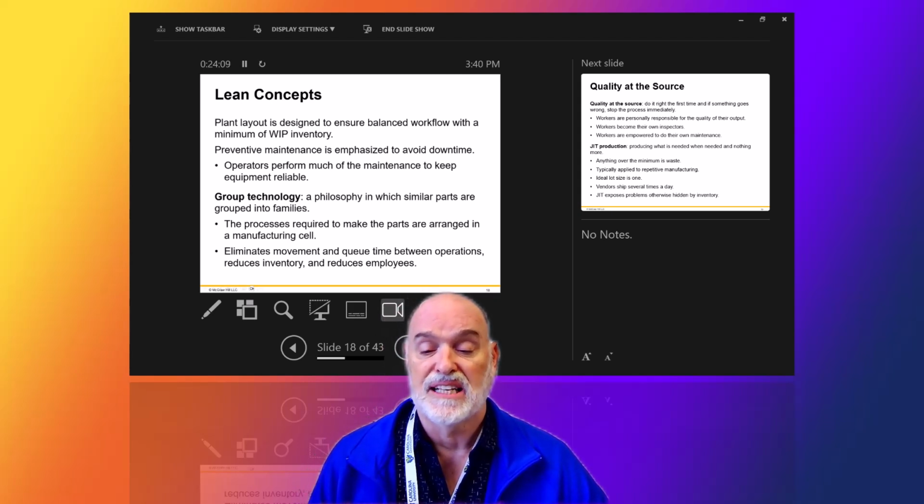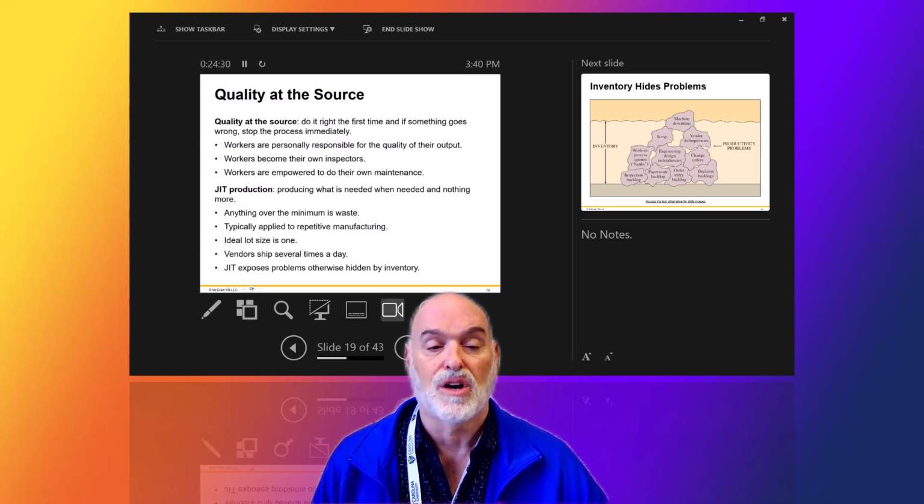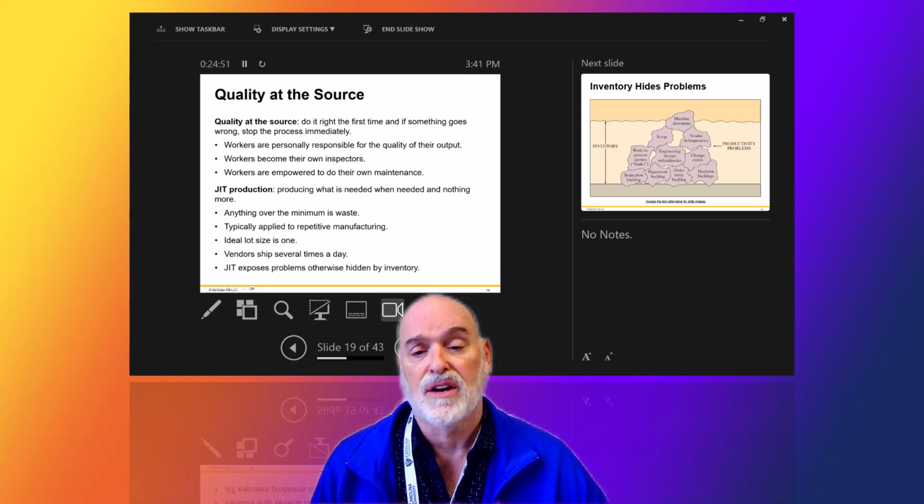Group technology, a philosophy in which similar parts are grouped into families. The processes required to make the parts are arranged in a manufacturing cell. It eliminates the movement and queue time between operations, reduces inventory, and also reduces employees. Quality at the source: do it right the first time, and if something goes wrong, stop the process immediately, and then fix it. Workers are personally responsible for the quality of their output. Workers become their own inspectors, and workers are empowered to do their own maintenance. It's important that you give workers that authority, and they'll take it to make sure that things don't run wrong.